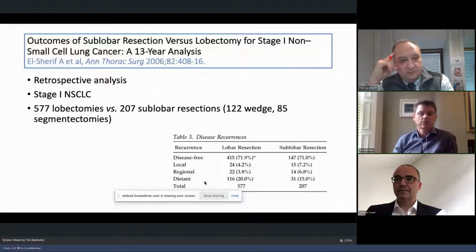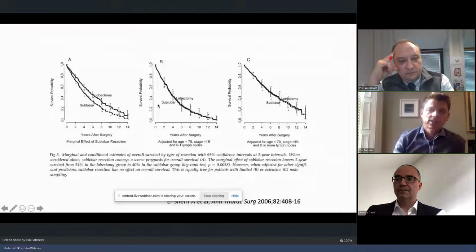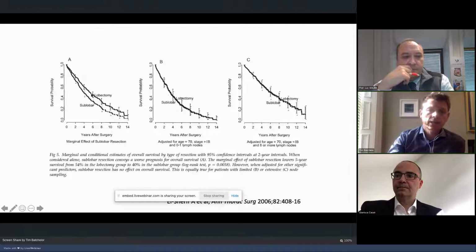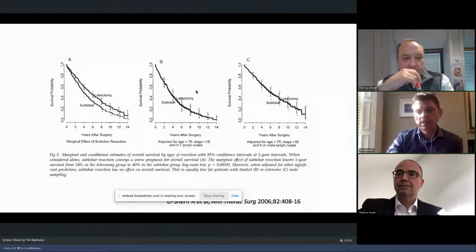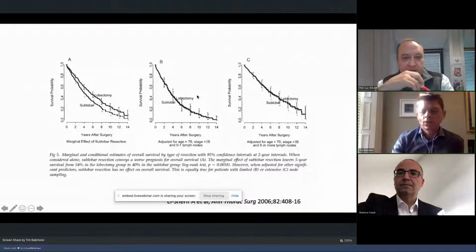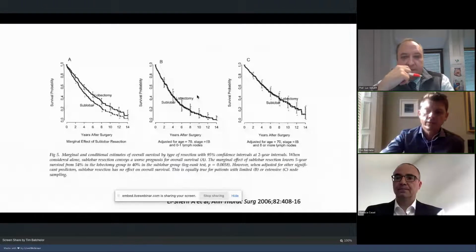This is a retrospective analysis looking at 577 lobectomies, 207 sublobar resections. And on the face of it, the long-term survival seems to be worse for sublobar resections compared to lobectomy. But of course, you can manipulate anything with statistics. And so by controlling for lymph nodes resected and stage 1B disease and what have you, the authors managed to get equivalent survival curves for both the sublobar group and the lobectomy group.